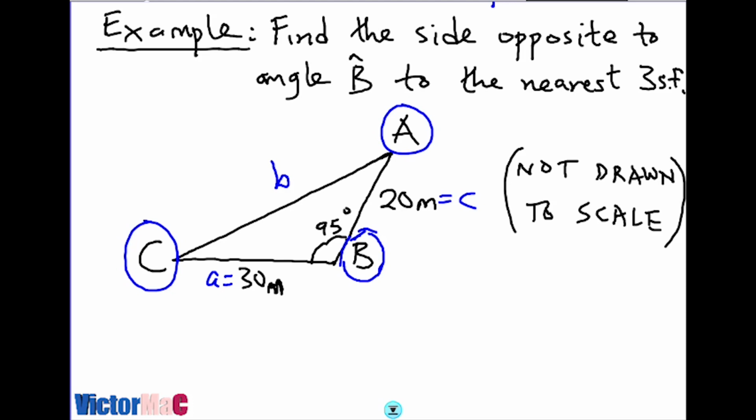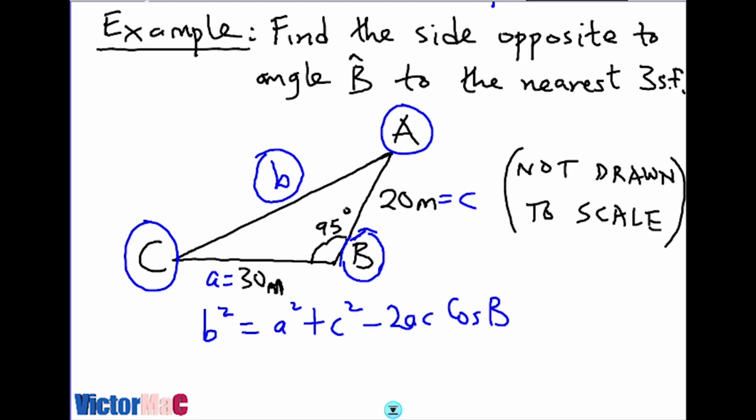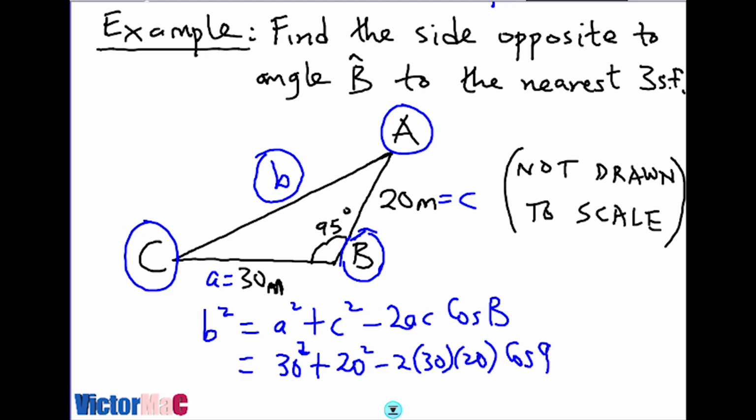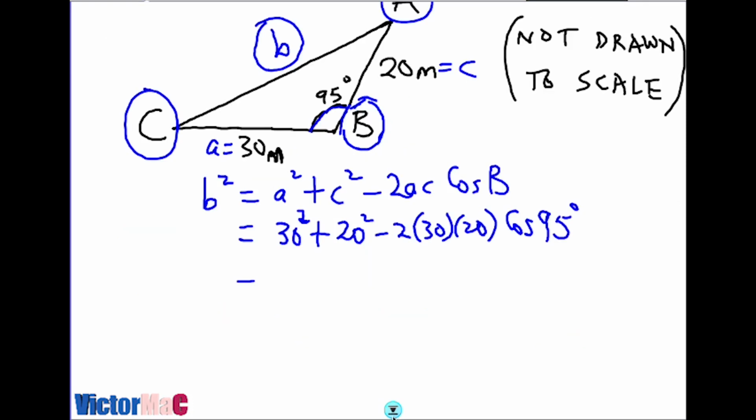Now in this case we're looking for side b, so I'm going to use the second formula for finding sides given in the round, which is b squared equals a squared plus c squared minus 2ac cosine of B. Okay, now let's substitute our values. a is 30 and that will be squared. c is 20 to be squared, then twice 30 times 20 cosine of angle B, which is 95 degrees. Okay, moving further, 30 squared is 900, 20 squared is 400, so when we add 900 plus 400 we have 1300.